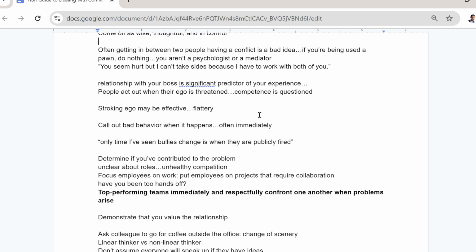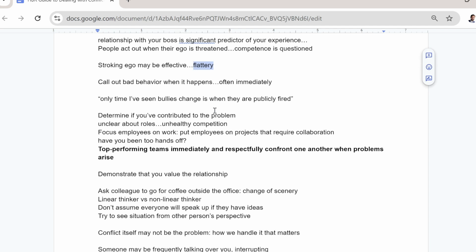Your relationship with your boss is a significant predictor of your experience at work. People act out when their ego is threatened and their competence is questioned. So I had a boss once who was very insecure. He was a new boss. And there were times where his ego was threatened and his competence was questioned. And that's when I started to see his strange behavior. And looking back, that makes perfect sense. Stroking their ego can be very effective, especially if their ego feels threatened. Flattery, again, a very effective tool.